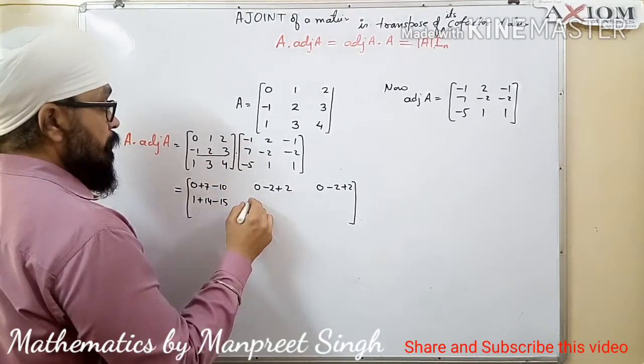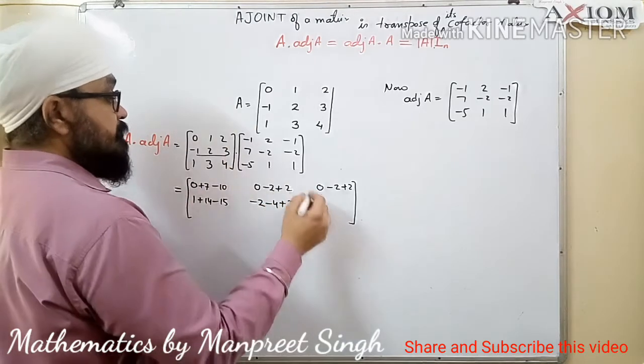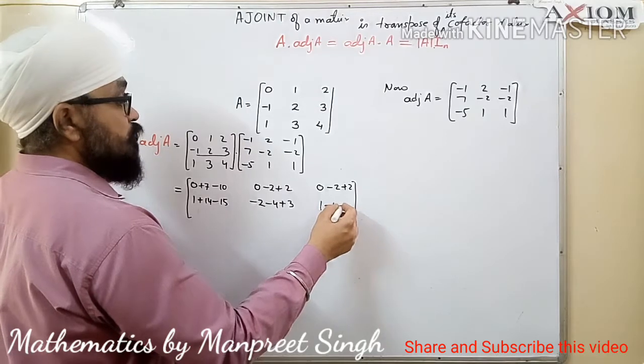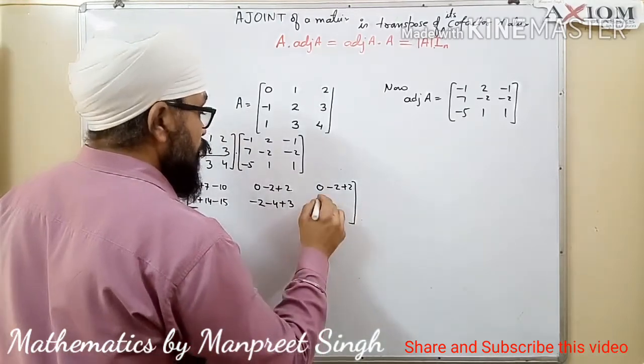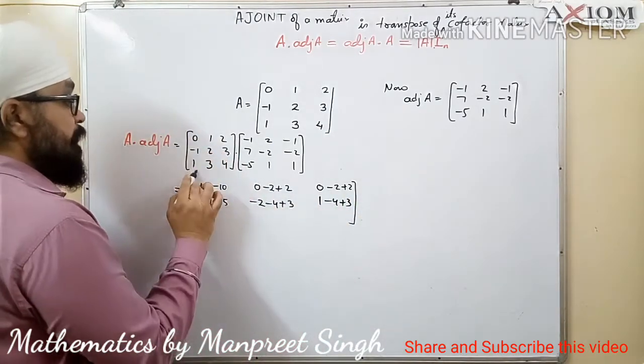The second is -2 minus of 4 plus of 3. The third is 1 minus of 4 plus of 3. Next it is over. So I am just writing this one. 1 minus 4 plus 3. Now take the third row. I am taking the third row.